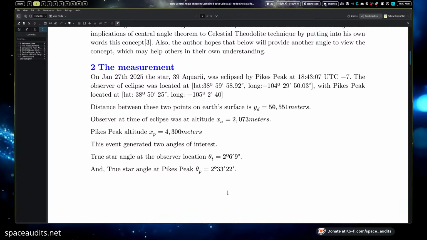course, 50,551 meters. And we, of course, calculate that with haversines from the latitude coordinates. So that's how we got the distance. So y distance is this.